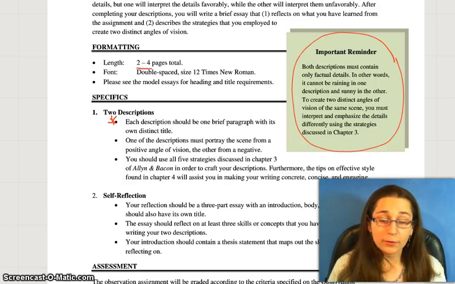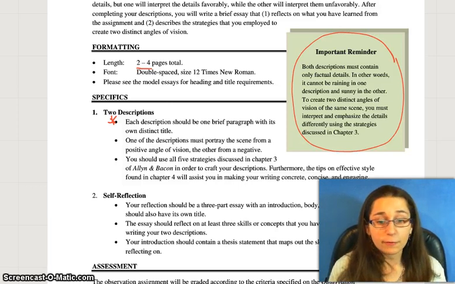In one paragraph, you're going to write a positive vision of this scene. And in your second example, you're going to create a negative vision of this scene. So you ultimately have two paragraphs, one that's positive, one that's negative, both about exactly the same scene. Now that'll be the beginning part of this overall assignment.